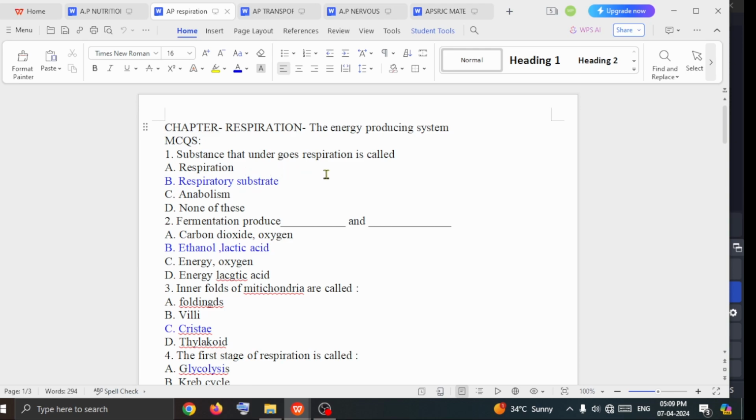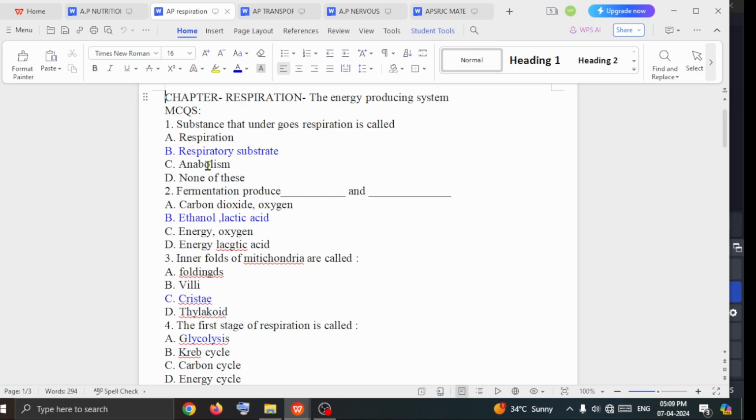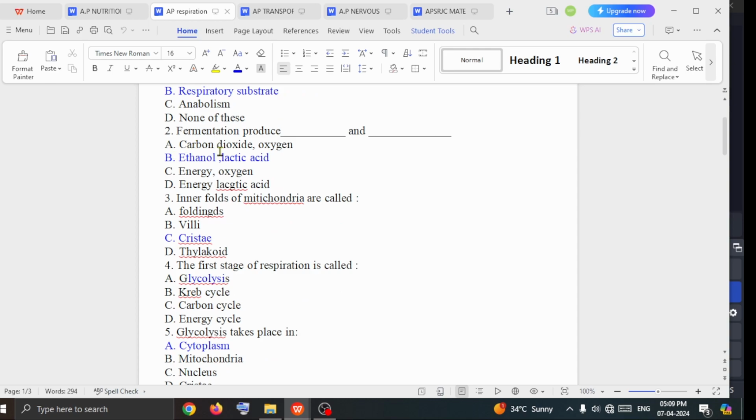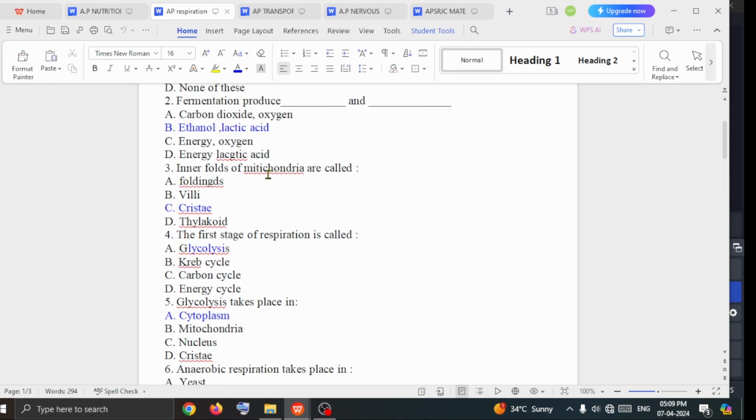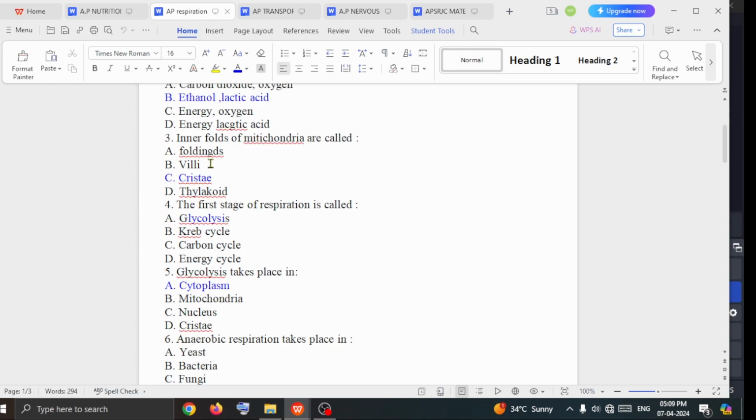Substance that undergoes the respiration is called: option A, respiration; respiratory substrate; anabolism; none of this. The answer is respiratory substrate. Second one, fermentation produces dash and dash. Option A, carbon dioxide, oxygen. Option B, ethanol, lactic acid. Option C, energy, oxygen. Option D, energy, lactic acid. The answer is ethanol, lactic acid.